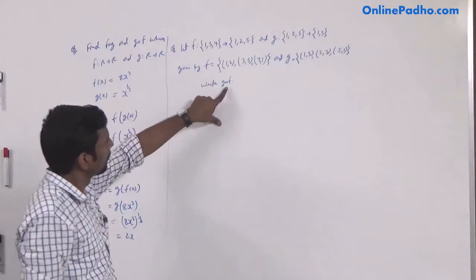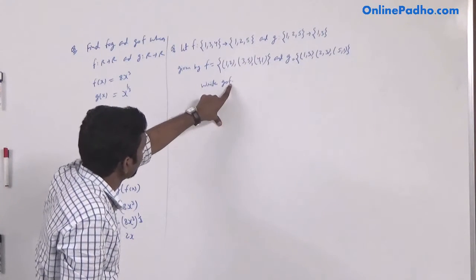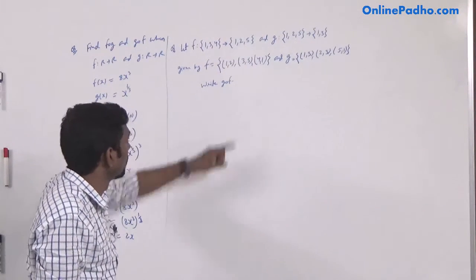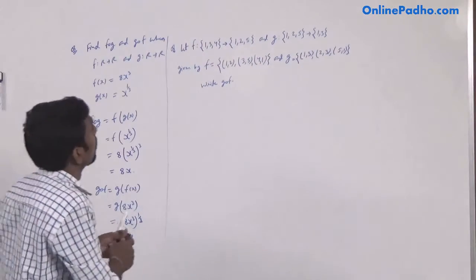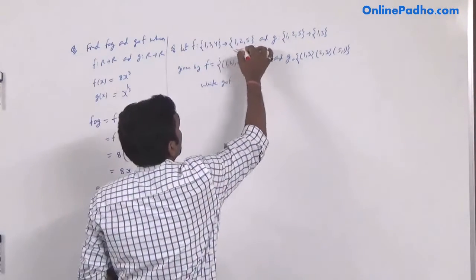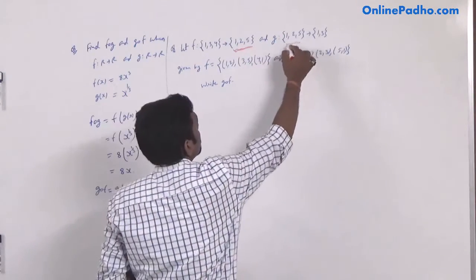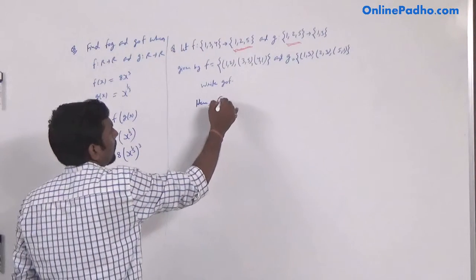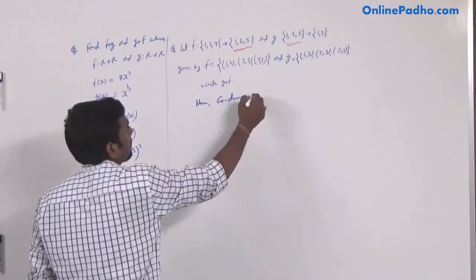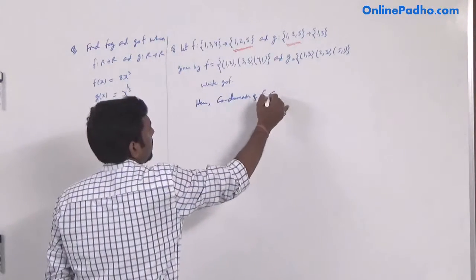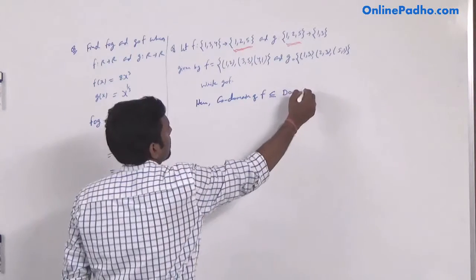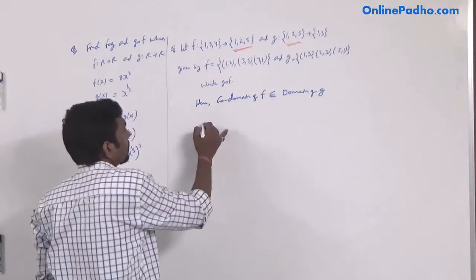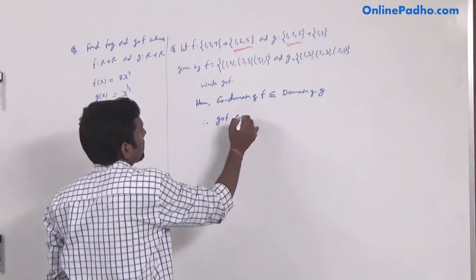So to find GOF, we have to check that the codomain of f must be equal to, or a subset of, the domain of g. Both are the same, {1, 2, 5}. So the codomain of f is a subset of the domain of g, and therefore GOF exists.